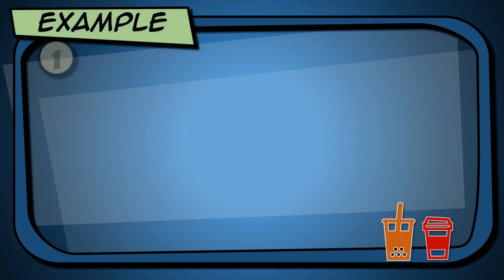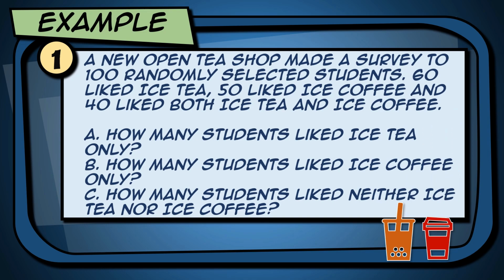And now let's proceed to example number 1. A new open tea shop made a survey of 100 randomly selected students. 60 like iced tea, 50 like iced coffee, and 40 like both iced tea and iced coffee. And what is being asked? Letter A, how many students like iced tea only? Letter B, how many students like iced coffee only? And letter C, how many students like neither iced tea nor iced coffee?